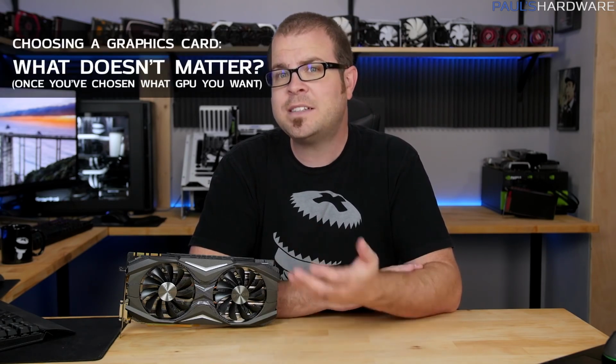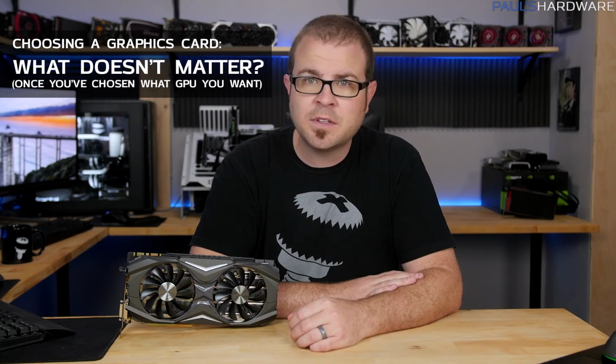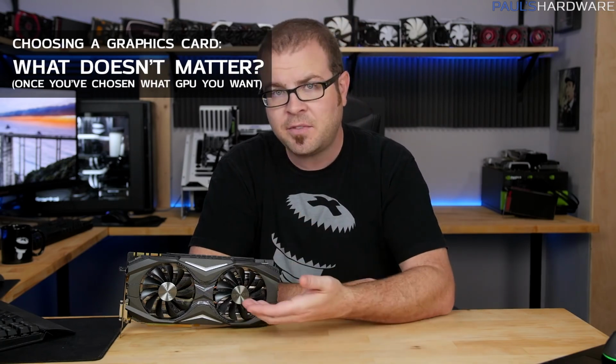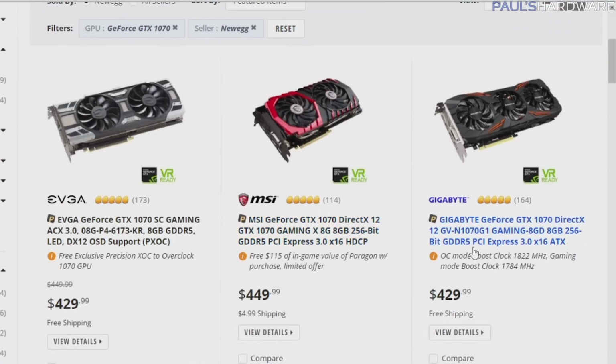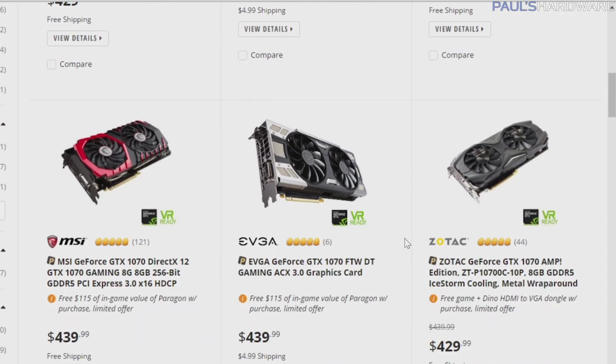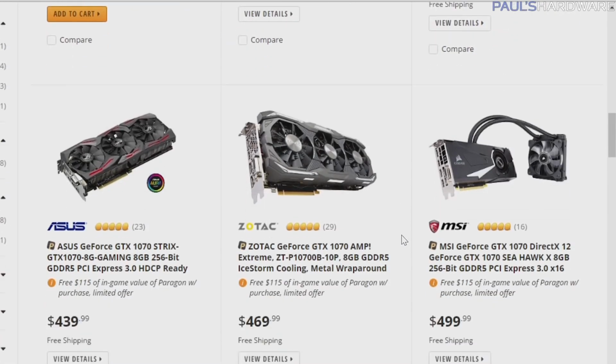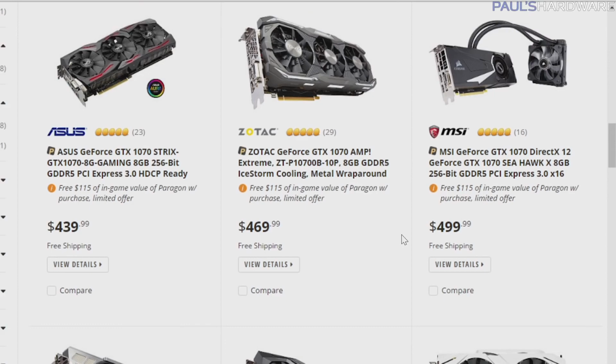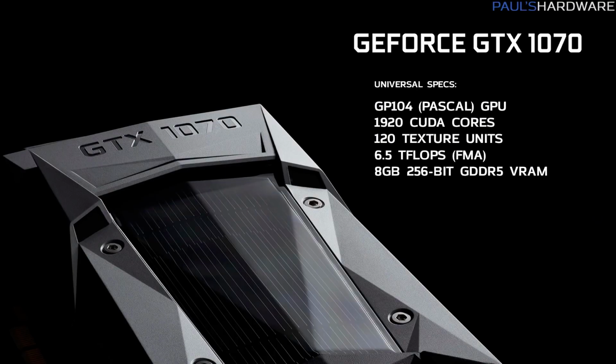The good news is that as long as you're considering a single specific GPU from either AMD or NVIDIA, what doesn't matter are the base specs that will not change. All GTX 1070s, whether they're from Zotac or EVGA or Asus or MSI, use NVIDIA's GP104 Pascal GPU beneath the cooler with 1,920 CUDA cores, 120 texture units, providing 6.5 teraflops of raw compute performance. You'll also get 8 GB of GDDR5 memory, but that is where the consistency ends.